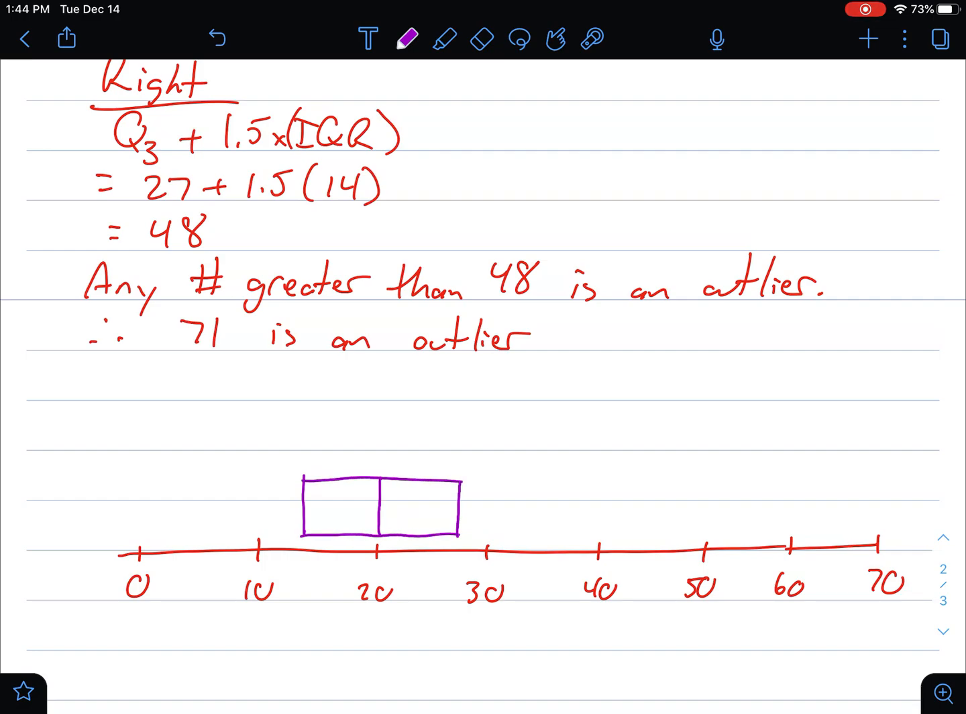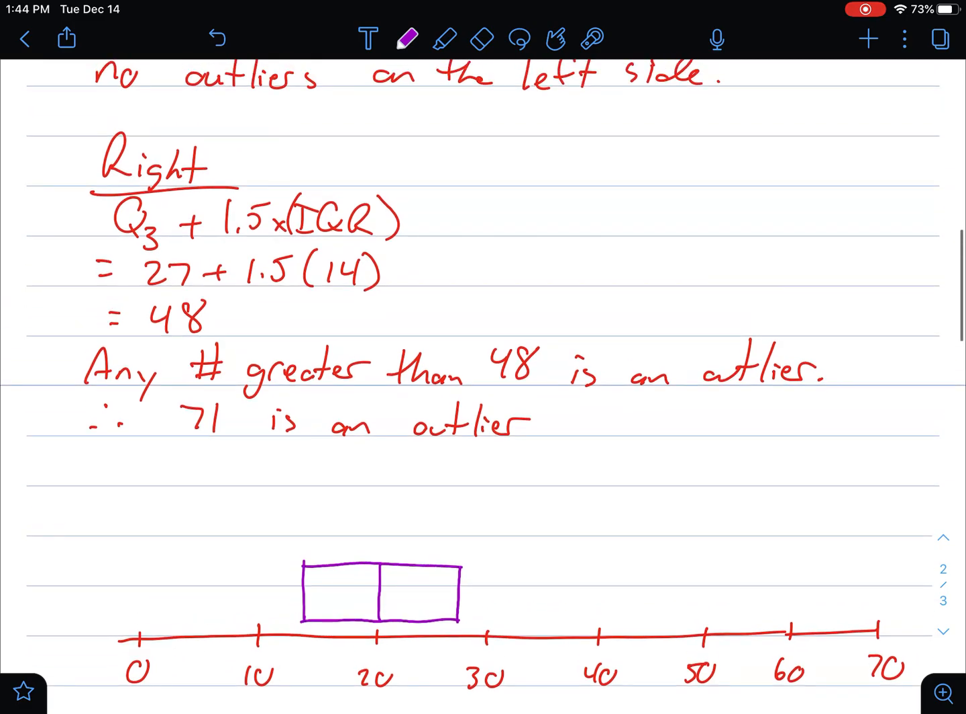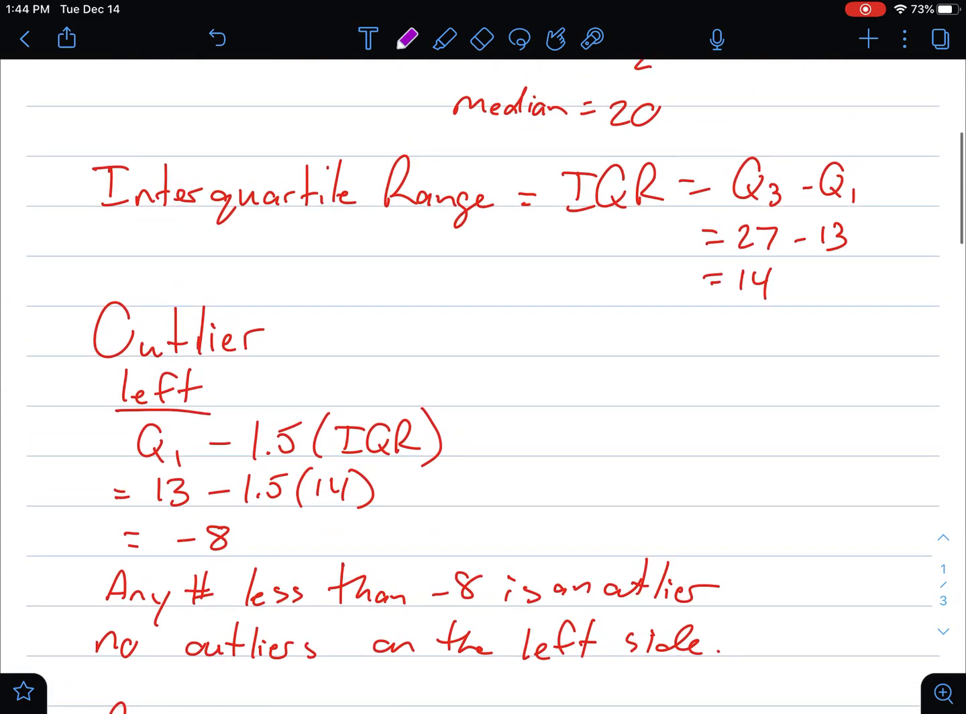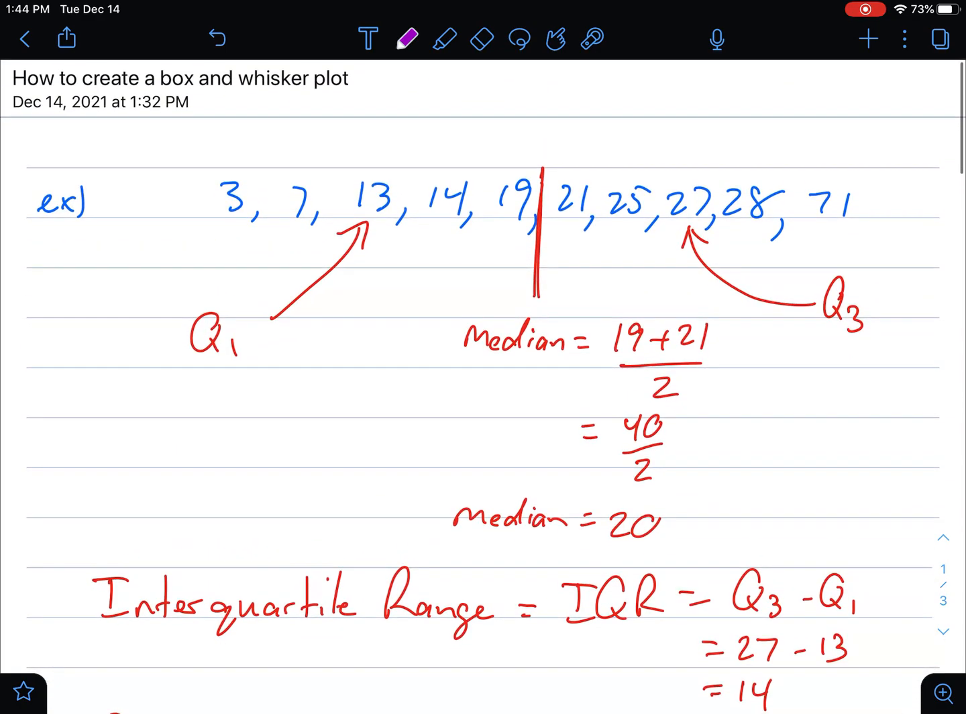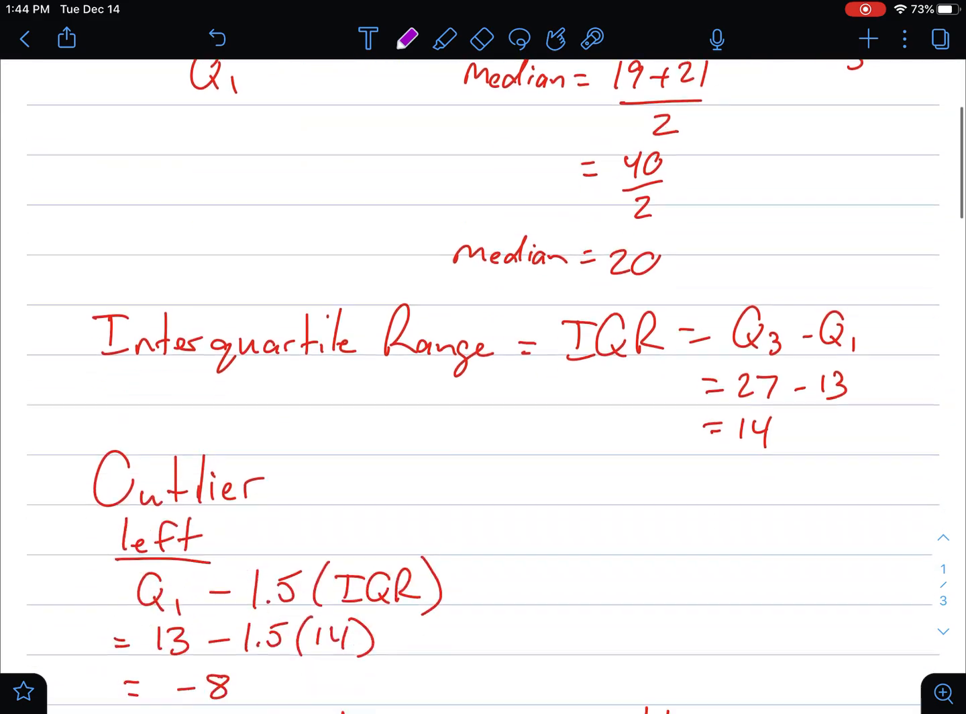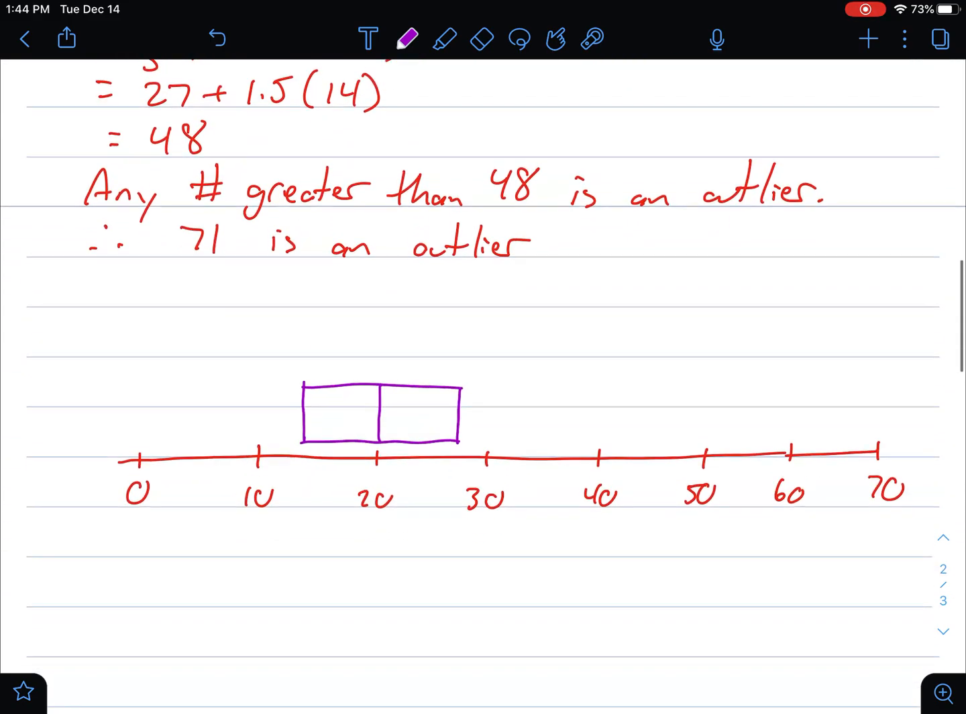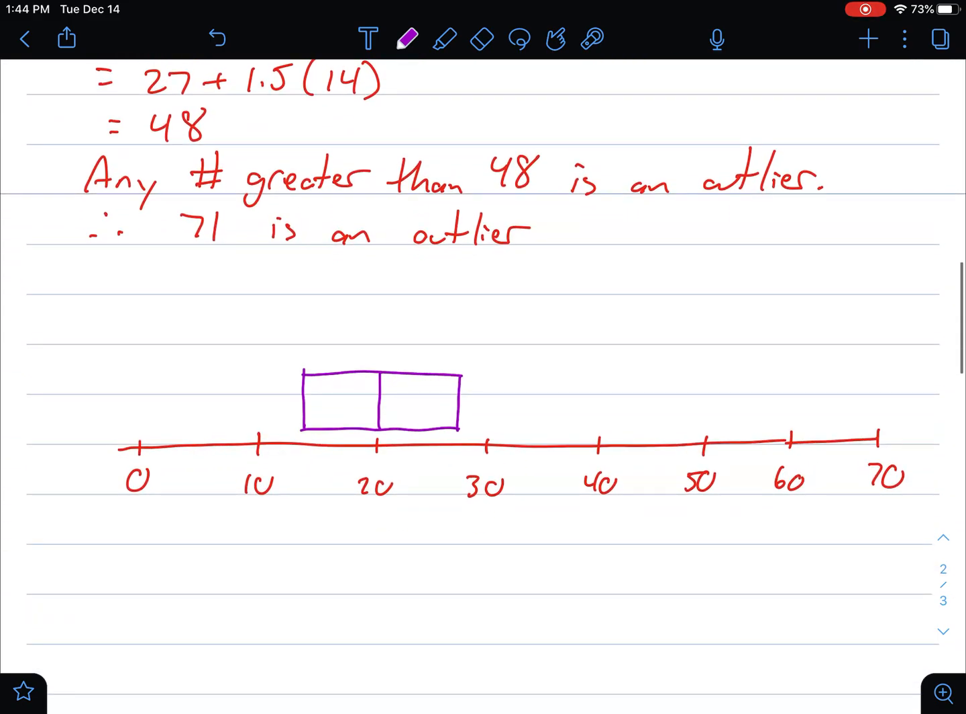Okay. Now we're going to deal with the whiskers, which we'll do the left whisker and then the right side whisker. Okay. The left side whisker, we have no outliers. So what you have to do then is draw a line and go all the way to the lowest value, which is a 3. The lowest number I have is 3. So it has to go to 3. So 3 would be like maybe right here. Draw a little tick. And I connect that. Okay, that's 3 right there.